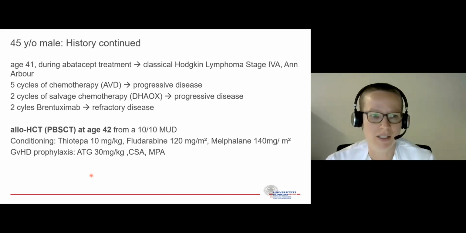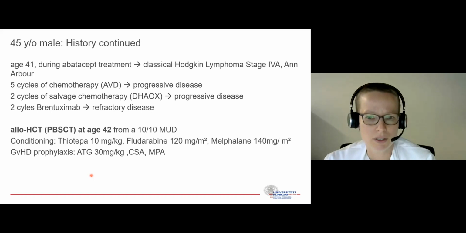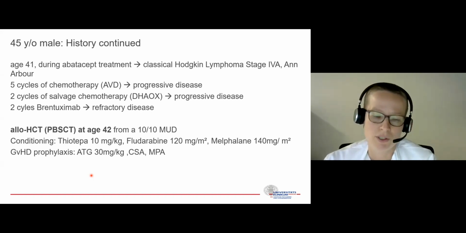And yeah, there were not many options left, so we went on to allogeneic stem cell transplantation at the age of 42 from a matched unrelated donor. He received myeloablative but reduced toxicity conditioning with thiotepa, fludarabine, and melphalan, and a GVHD prophylaxis with rapid ATG, cyclosporine, and mycophenolate.